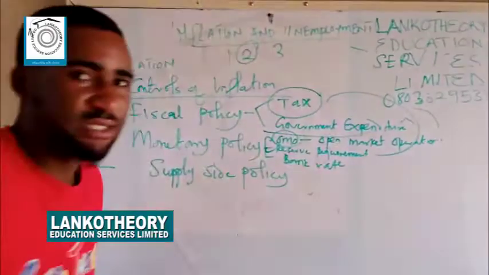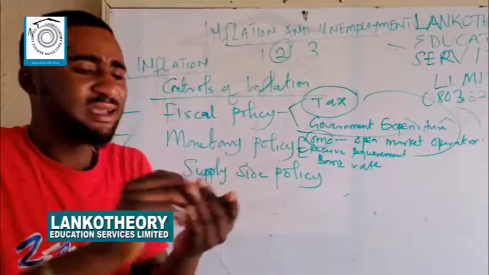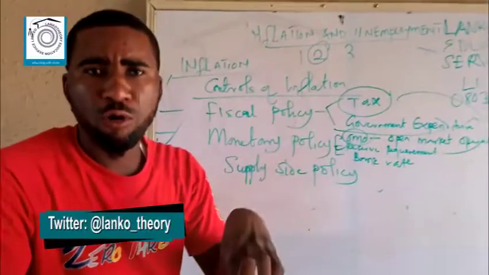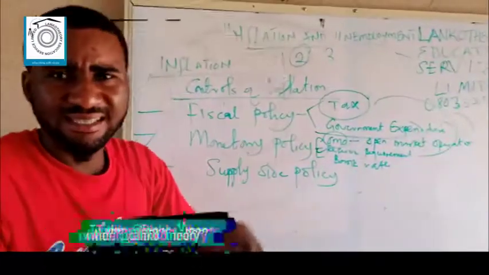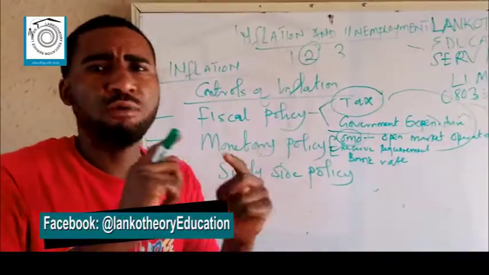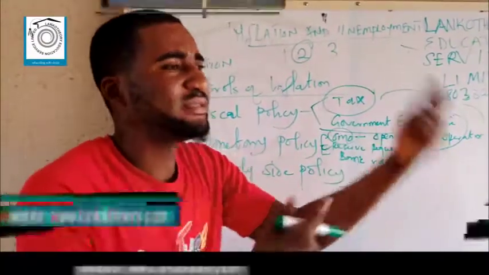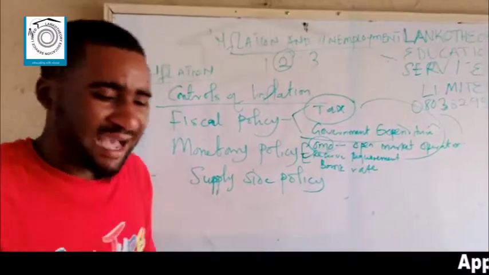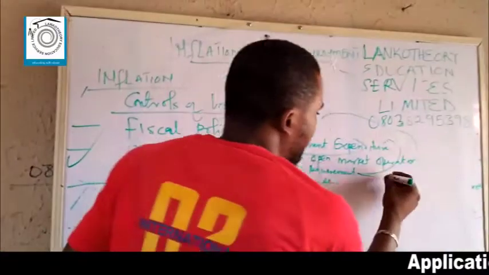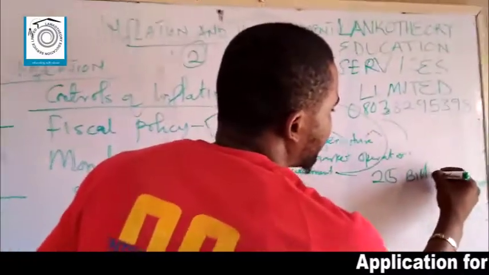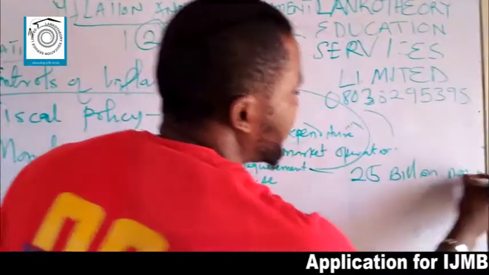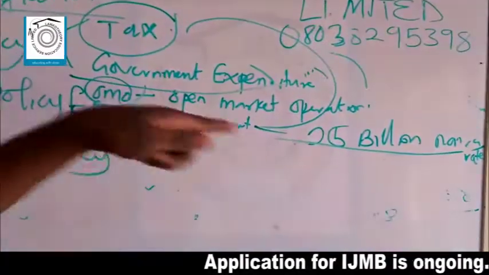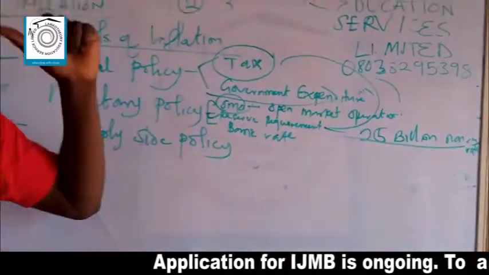Now, reserve requirement. What is reserve requirement? Reserve requirement is the amount stipulated by law, or a compulsory payment, that all commercial banks must keep with the central bank. And the minimum reserve requirement in Nigeria as of today is 25 billion naira. That means all commercial banks must keep 25 billion naira with the central bank of the country.